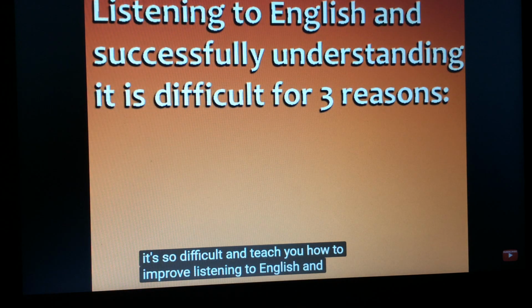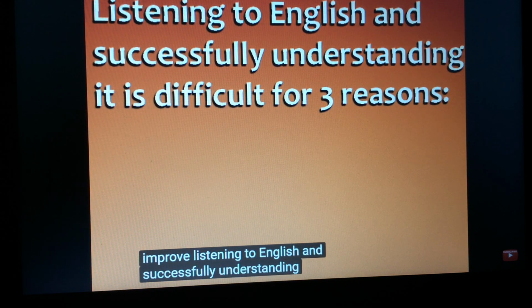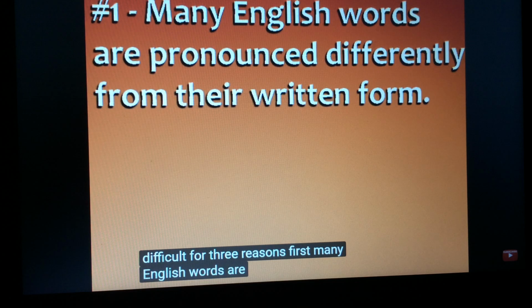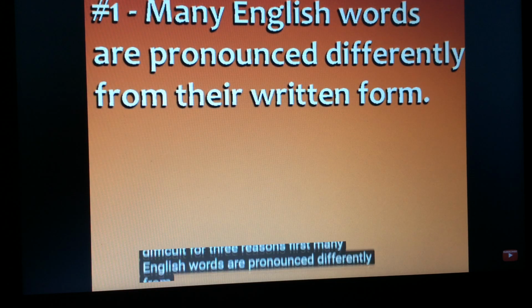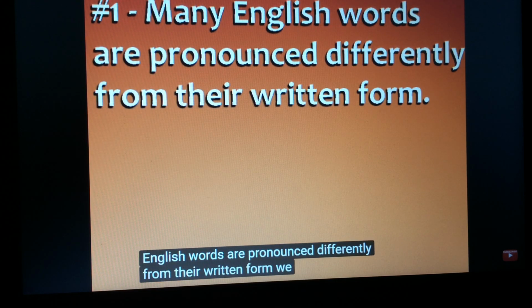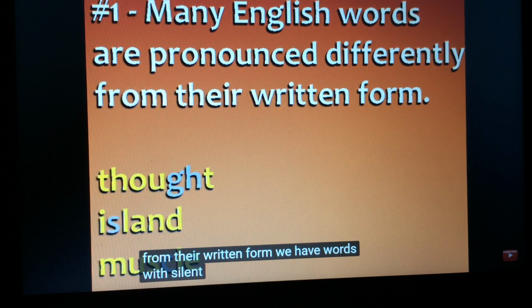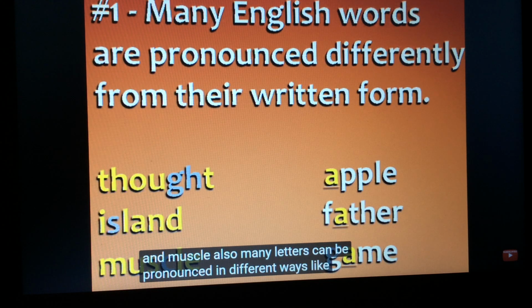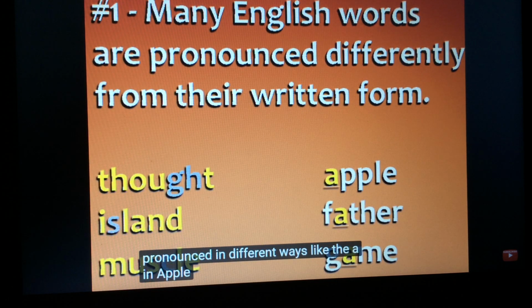Listening to English and successfully understanding it is difficult for 3 reasons. First, many English words are pronounced differently from their written form. We have words with silent letters, like thought, island, and muscle. Also, many letters can be pronounced in different ways, like the A in apple, father, and game.